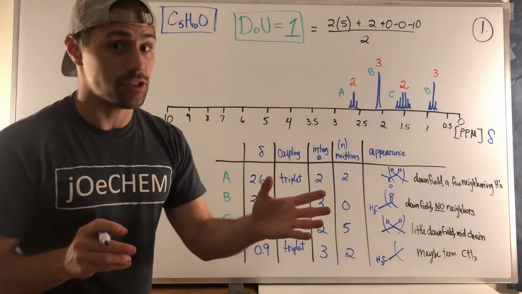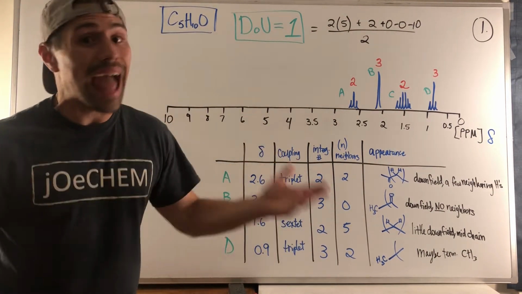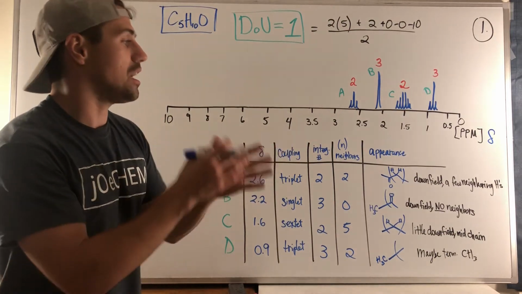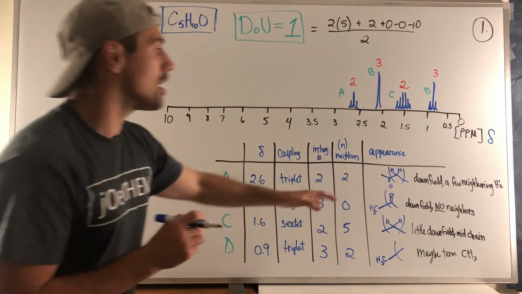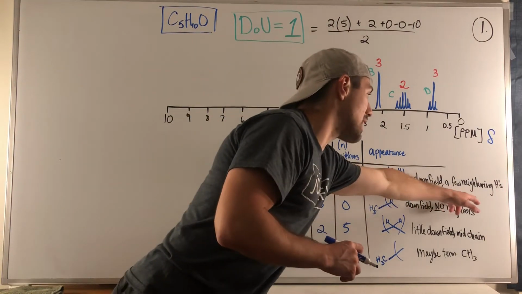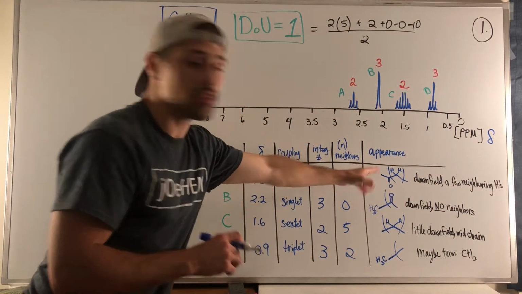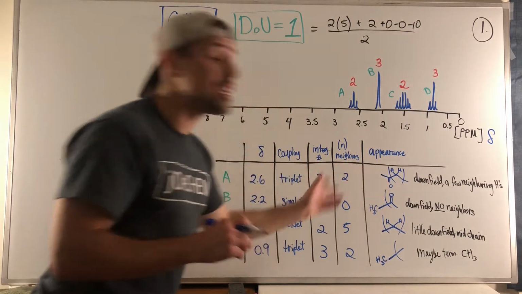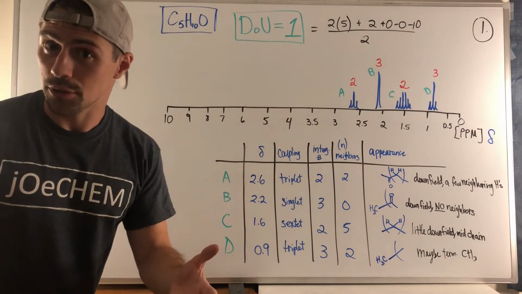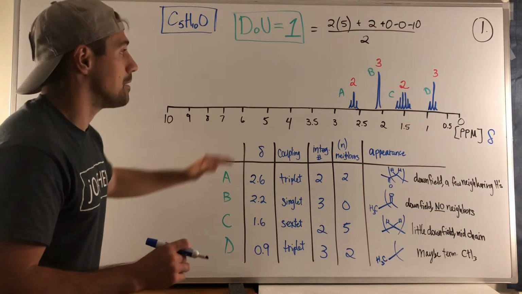You're not going to be at the end of the chain, because if you were, you wouldn't have neighbors, but you're going to be on the other side of the carbonyl that's embedded inside the chain. So that's why I said downfield, a few neighboring H's. Looks like we're in the middle of a chain, possibly with a carbonyl, which would be good because that might explain our degree of unsaturation. Okay? So, B. Let's take a look at B.